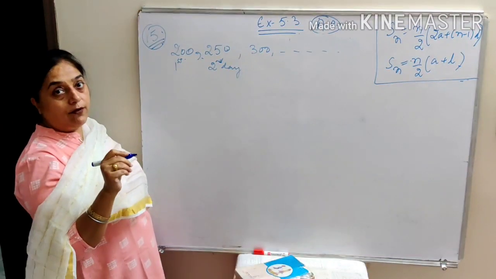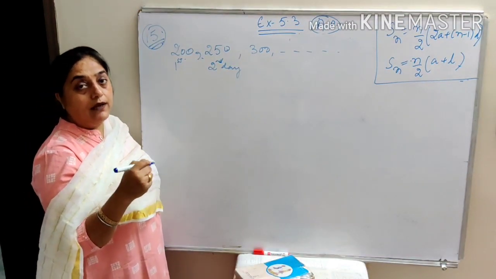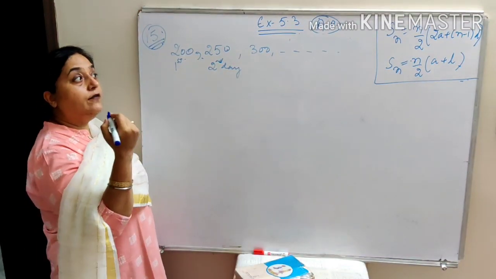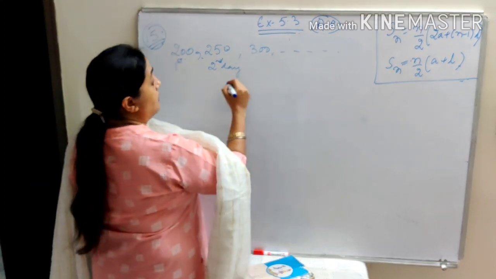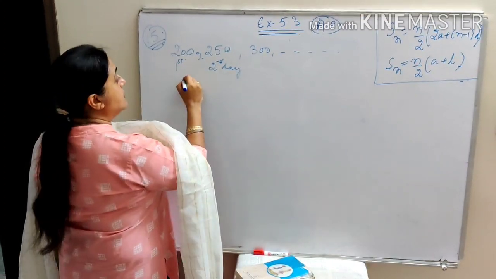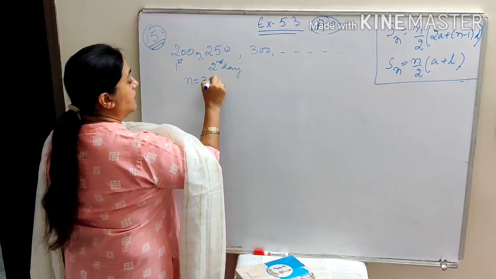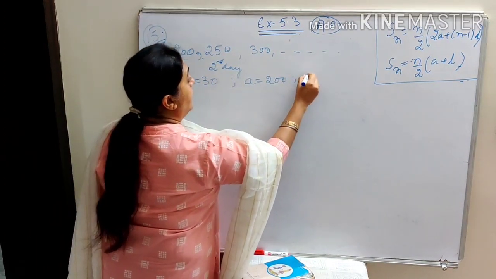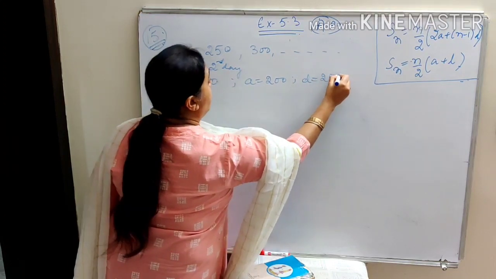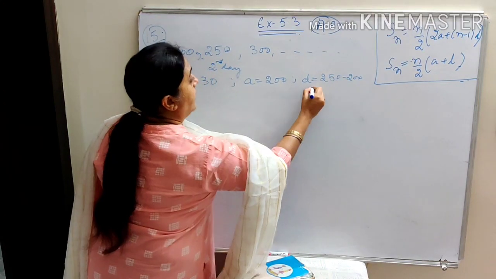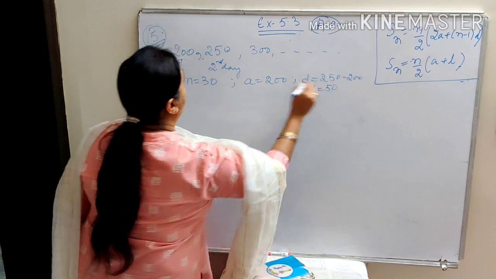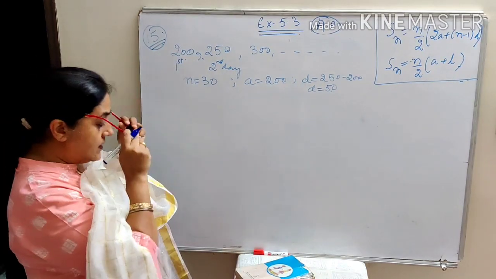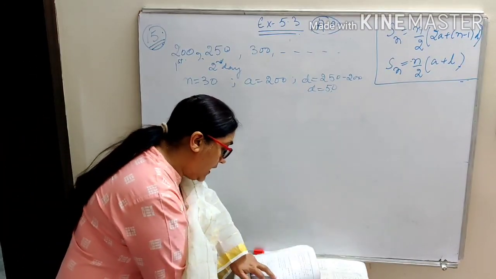So what you have to do is find the penalty for 30 days. That means n is given to be 30, a is given to be 200, and d is 250 minus 200, so d comes out to be 50. I repeat, the question was, when you read the question, what is it?